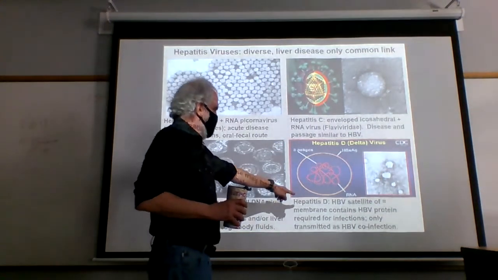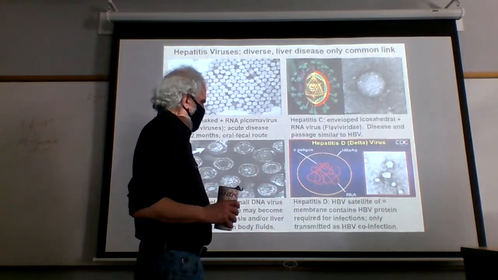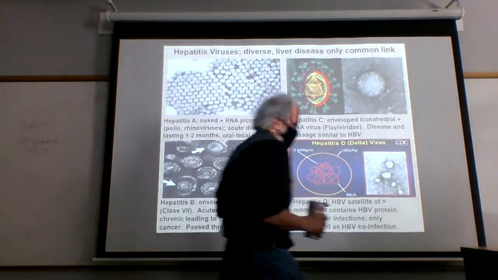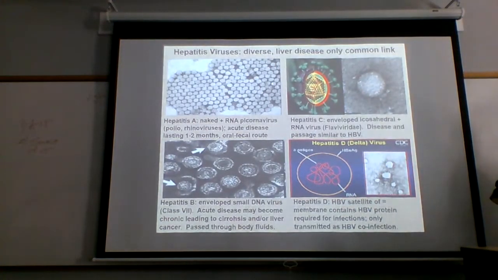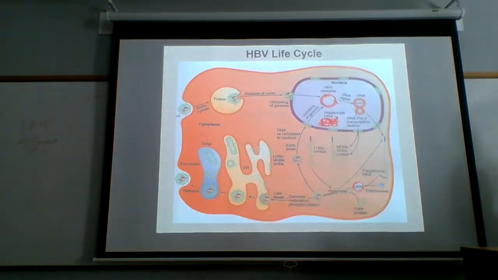And Hep D is sort of an odd one. It contains actually HBV proteins, and it's actually part of a co-infection. You have to have HBV, Hep B, in order to have Hep D floating around in you. So hepatitis B is one of the newer and more dangerous hepatitis viruses around.